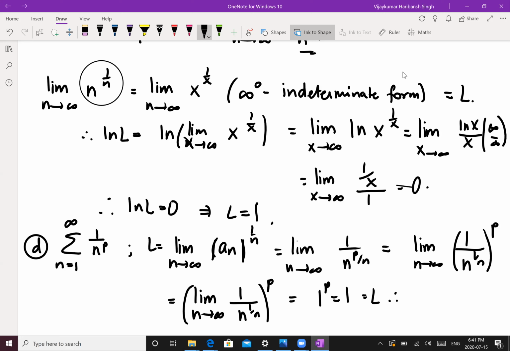So therefore, the test fails. So we see the following. The upshot of this discussion is that absolute convergence tests like the ratio test and root test fail when you apply them to p-series.